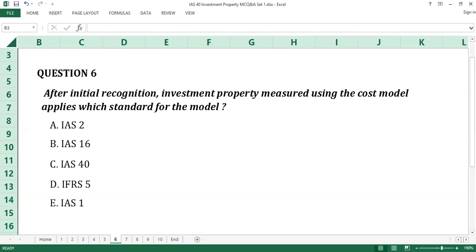Question number 6. The answer to question number 6 is B, IAS 16. An entity that chooses the cost model to measure its investment properties applies IAS 16 requirements for the cost model. The cost model accounting policy election allowed in IAS 40 is that of IAS 16, property, plant, and equipment. B is the answer to question number 6.